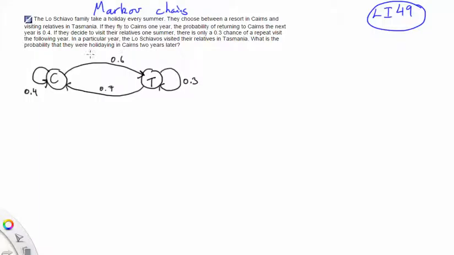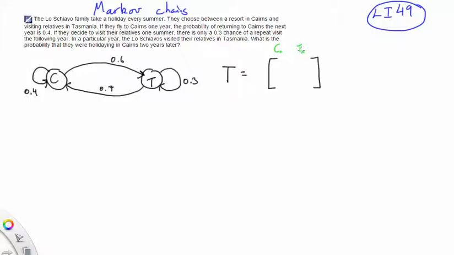Okay, the first thing to do is set up your transition matrix. So this is a 2 by 2 matrix that encodes the information here. So let's set up that matrix. So it's 2 by 2, and I'm going to put some hints up here. Let's have Cairns here, and I'm going to do C0. So C0 means like the initial condition, and I'm going to put Tassie 0.